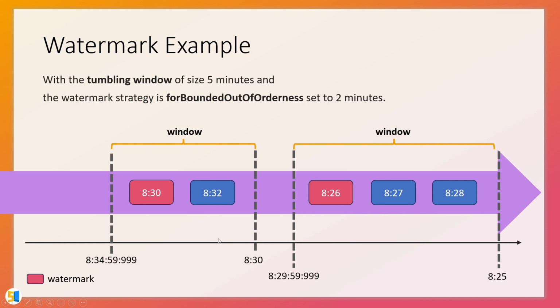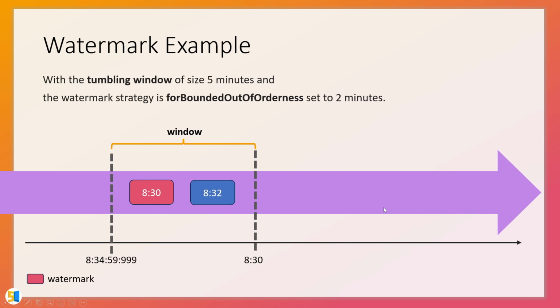Then let's say Flink generates another watermark. In this case, it will be the highest event time, 8:32, minus 2 minutes, so the watermark timestamp is 8:30. Because 8:30 is greater than the end of the first window, this window will be fired and processed by Flink, and then the state of the window will be removed.